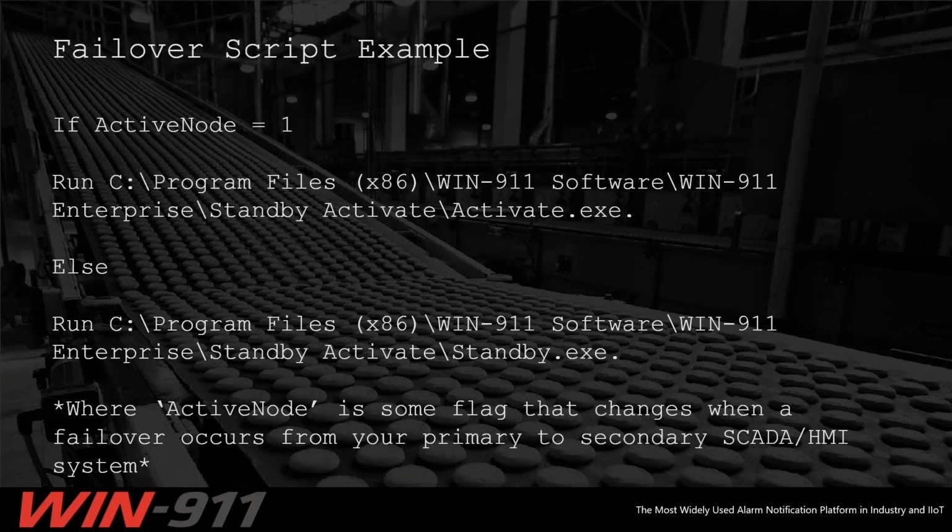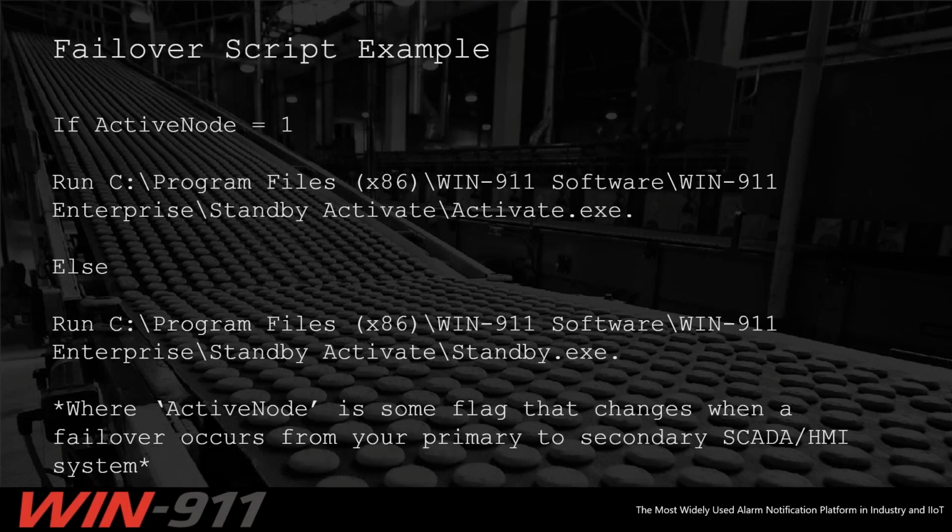So this is where active node is some flag that changes in your system when a failover occurs, from your primary to secondary SCADA or HMI system, right? So if the active node is 1, and that means it's on and it's good and it's working and active, then run activate.exe. And that doesn't do anything if it's already active, it just runs that and it's already active. So this would be constantly being monitored on your SCADA system. If active node is on, activate.exe is run.